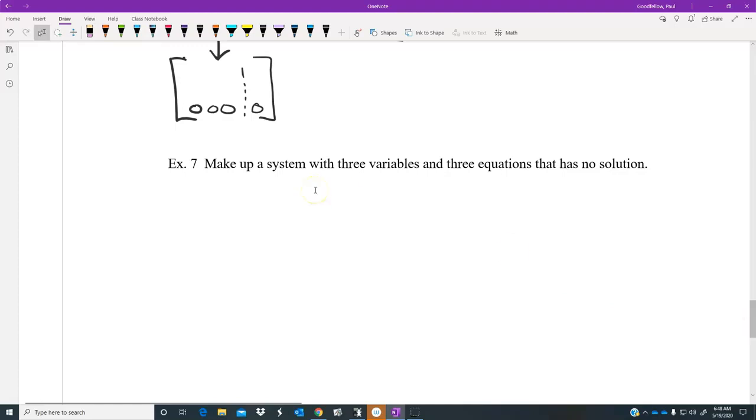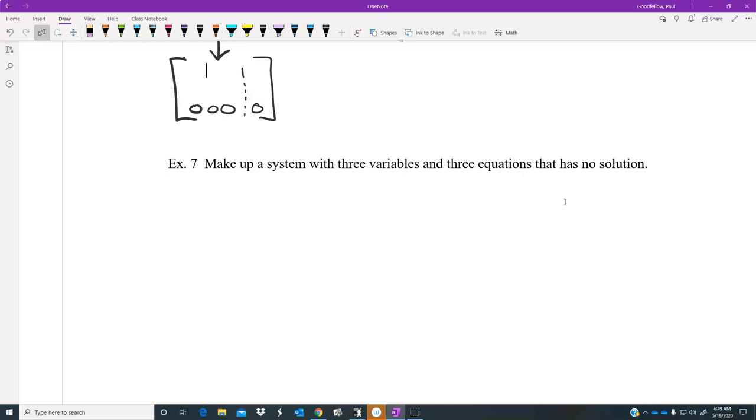Could you make up a system with 3 variables and 3 equations that has no solution? For the most part, pretty much any 3 that you would pick will more than likely not intersect and make a no solution. It is very, very hard to make 3 equations that have a singular solution or a unique solution in one ordered pair.